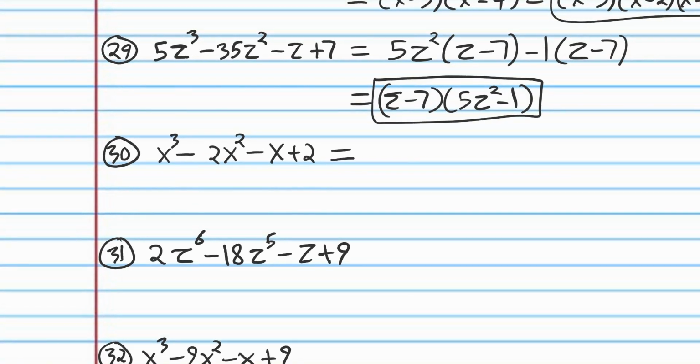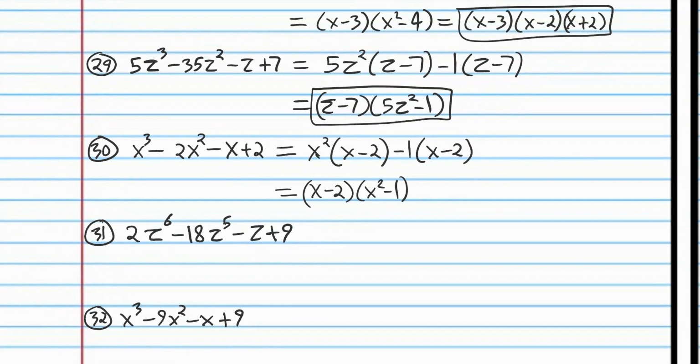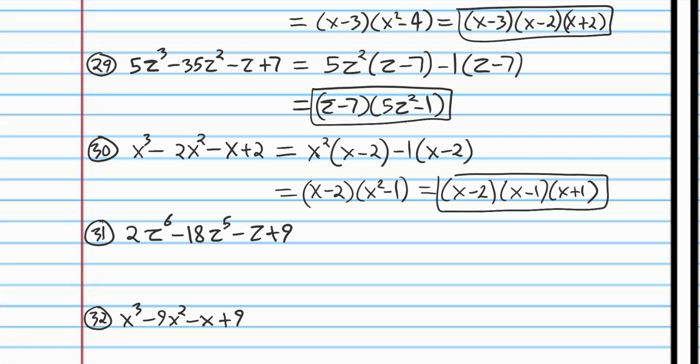All right, we're back. So I'm going to factor out x squared from the first two terms. And then here, we have to factor out a negative 1. And so now we have x minus 2 is a common factor. We factor out the x minus 2, and we have x squared minus 1. But we're not quite done, so we've got to keep going here. X squared minus 1 becomes x minus 1 times x plus 1. So if you got that answer, good job.